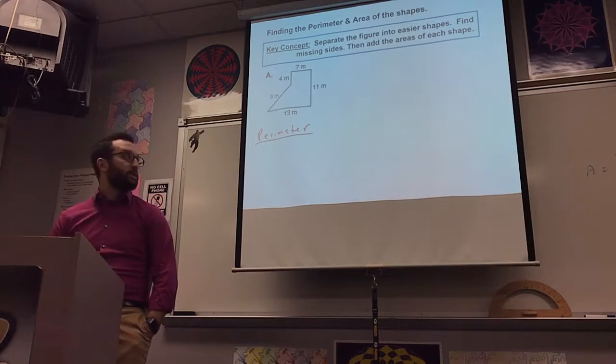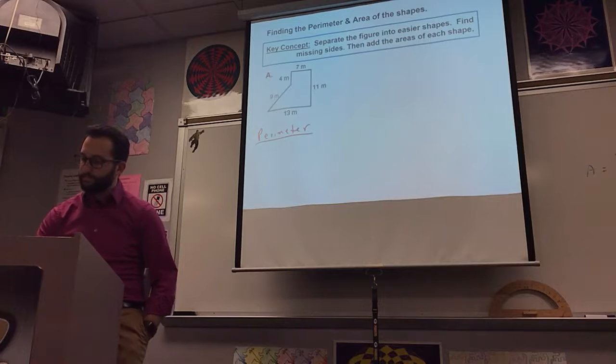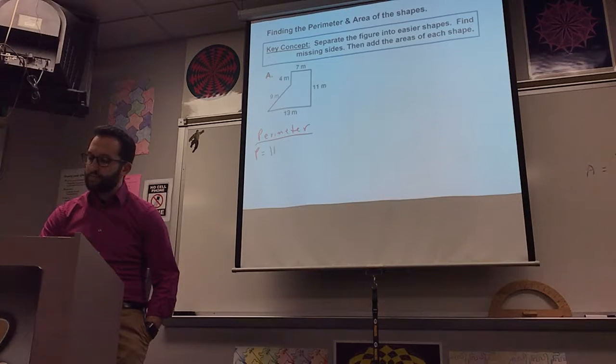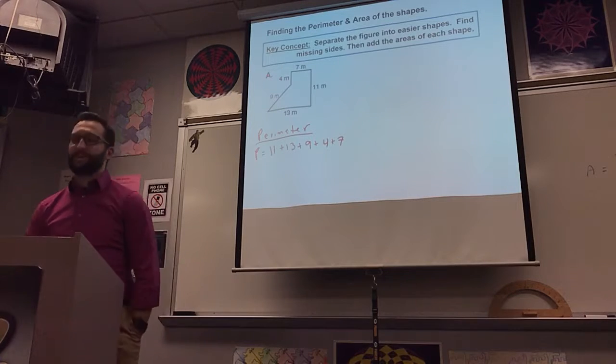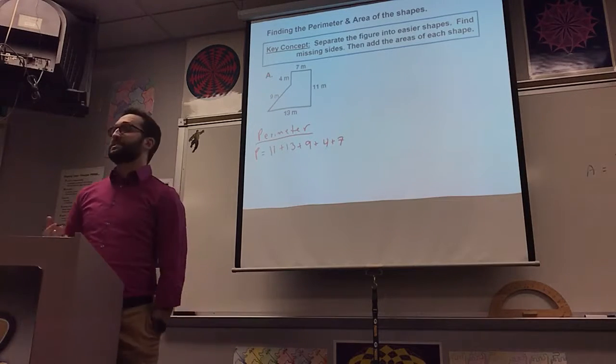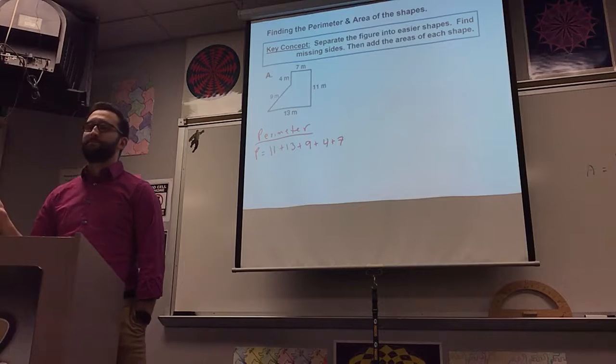Where should we start? Who wants to start this? Yeah, Kobe. Let's start with 11 and 13. So 11 plus 13 plus what? 9. 9 plus 4. 4 plus 7. Now, you don't have to go in order. I just think it's helpful so you don't accidentally forget a number.